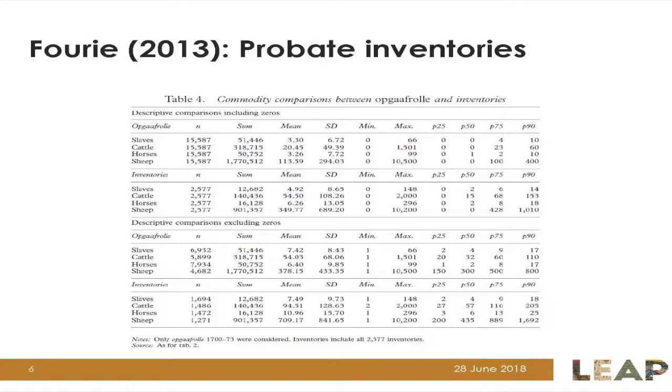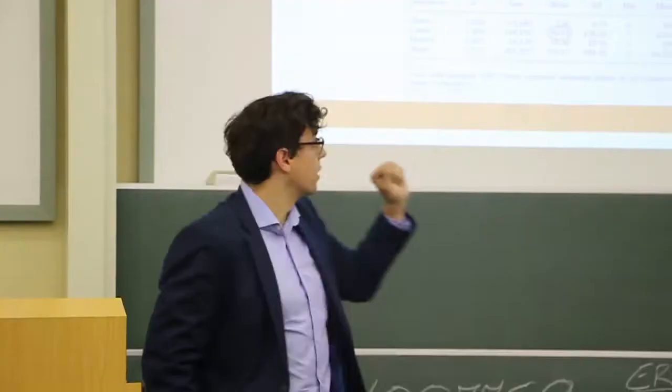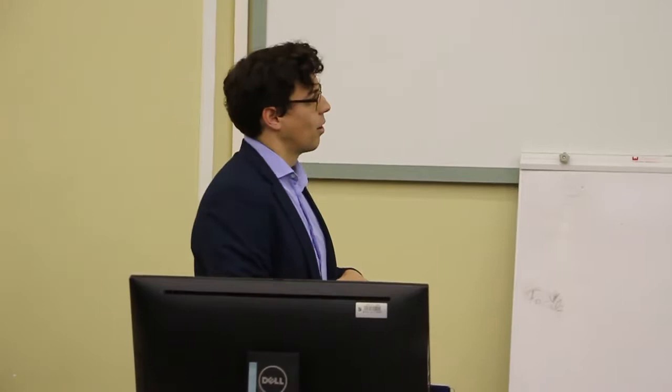But if you compare the number of cattle, where you've got in the probate inventories 94 heads of cattle versus 54 in the tax censuses, you see that there are massive differences. This is quite striking, and you see the same if you look at horses and sheep. So why would that be? Why would the number of slaves be similar but not other types of commodities? It's because these other types of commodities were taxed, right? So in the tax censuses there is massive underreporting of commodities, specifically in the opgaaf world.